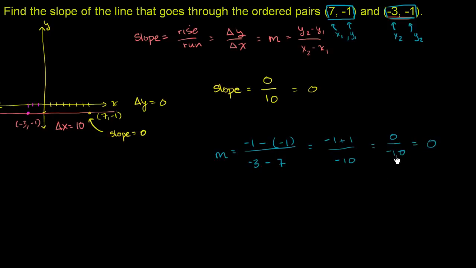And the only reason why we got a -10 here and a +10 there is because we swapped the starting and the ending points. In this example, we took this as the start point and this coordinate as the end point. Over here, we swapped them around. (7, -1) was our start point, and (-3, -1) is our end point. So if we start over here, our change in x is going to be -10, but our change in y is still going to be 0. So regardless of how you do it, the slope of this line is 0. It's a horizontal line.